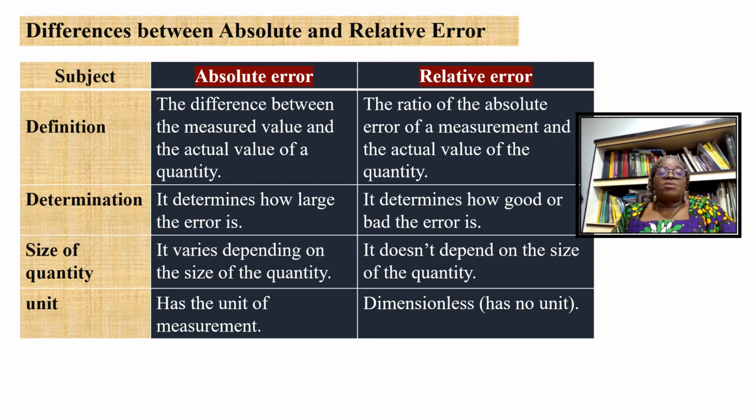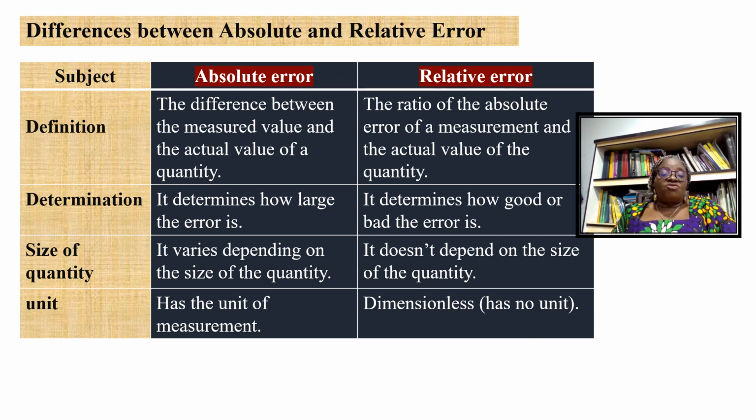What is the difference between absolute and relative error? We have about 4 major differences here. In definition, 1, the absolute error is the difference between the measured value and the actual value of a quantity, while the relative error is the ratio of the absolute error of a measurement and the actual value of the quantity.